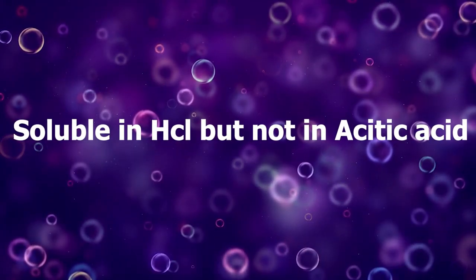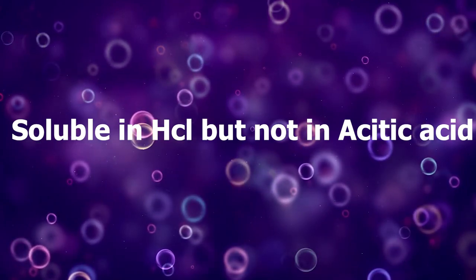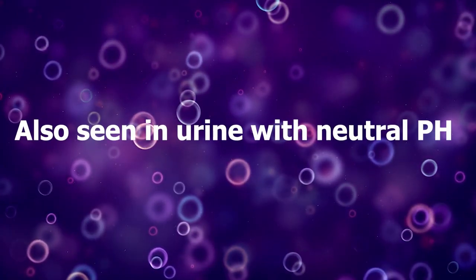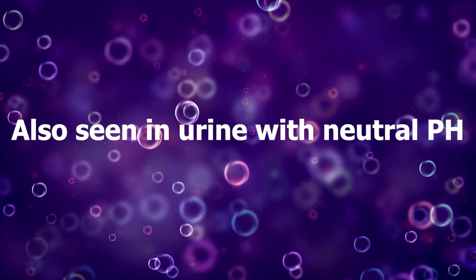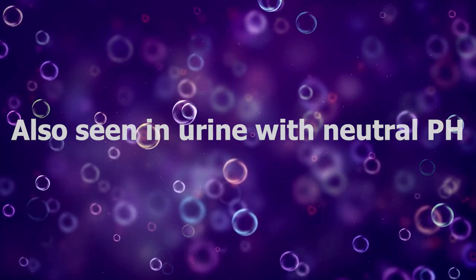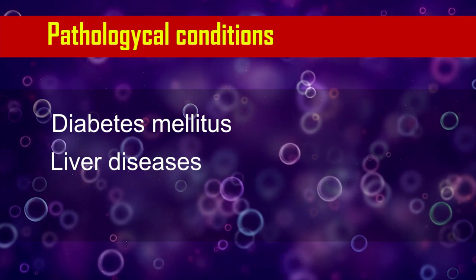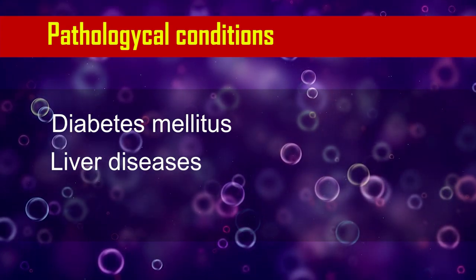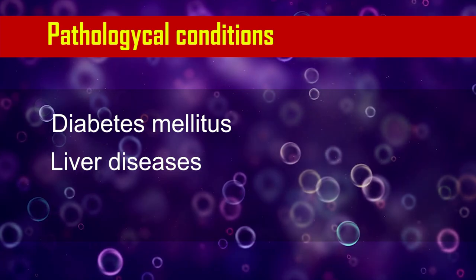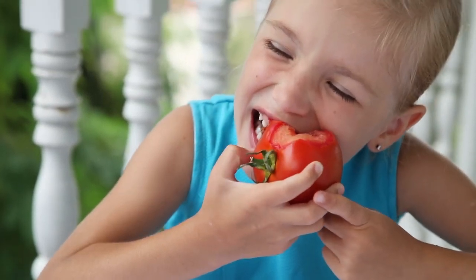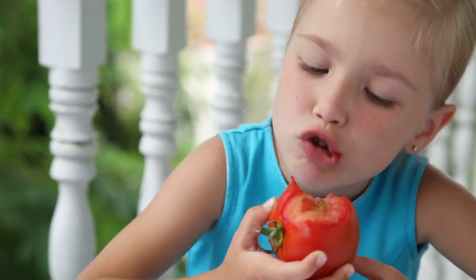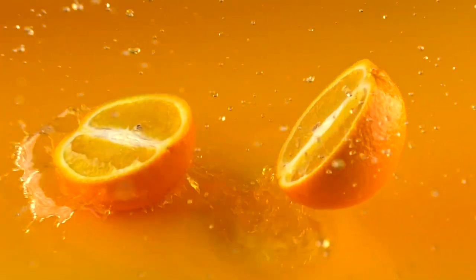They are soluble in hydrochloric acid but not in acetic acid. Calcium oxalate crystals can also be seen in urine with neutral pH. In diabetes mellitus and liver disease, calcium oxalate crystals can be present in urine. Not only that, they can be seen after ingestion of tomato, vitamin C and orange.